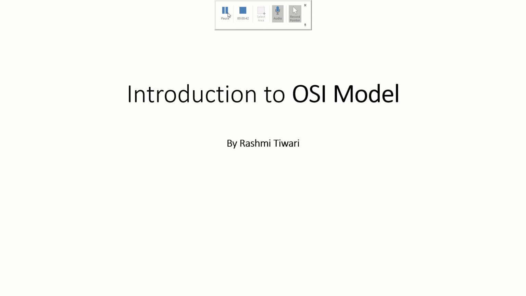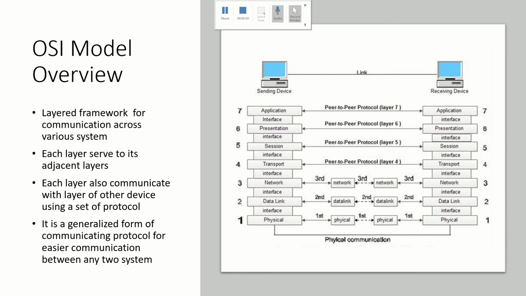Okay, so first we are going to have the overview of OSI model. So here, as you can all see in this diagram, we have two devices. One is a sending device and the other is the receiving device. These two are the devices between which the communication is going to be performed, and they are connected through a link with each other. So the communication between these two devices will be carried out with the help of the OSI model structure.